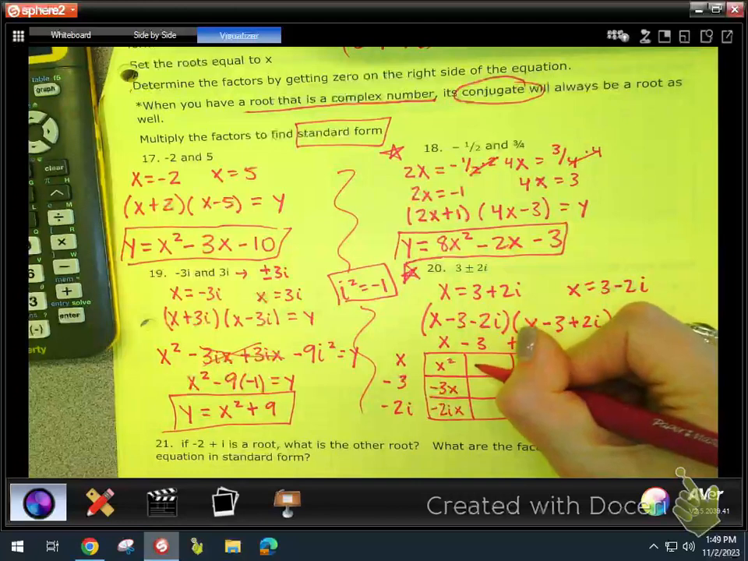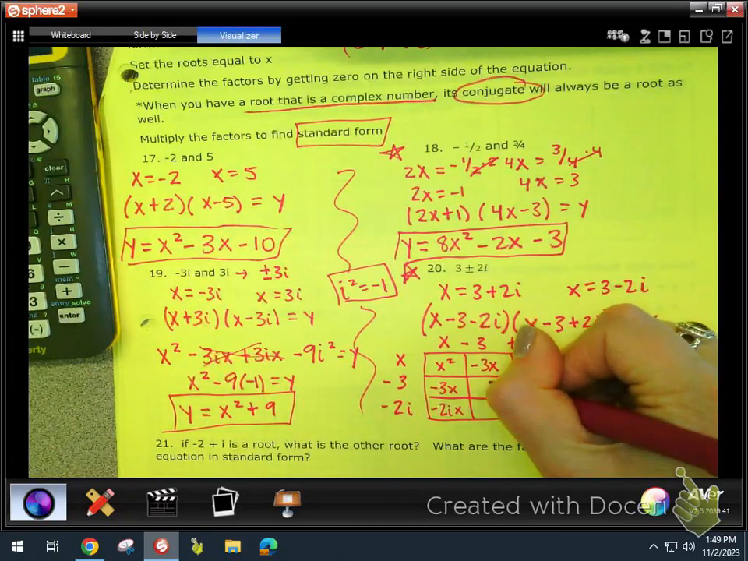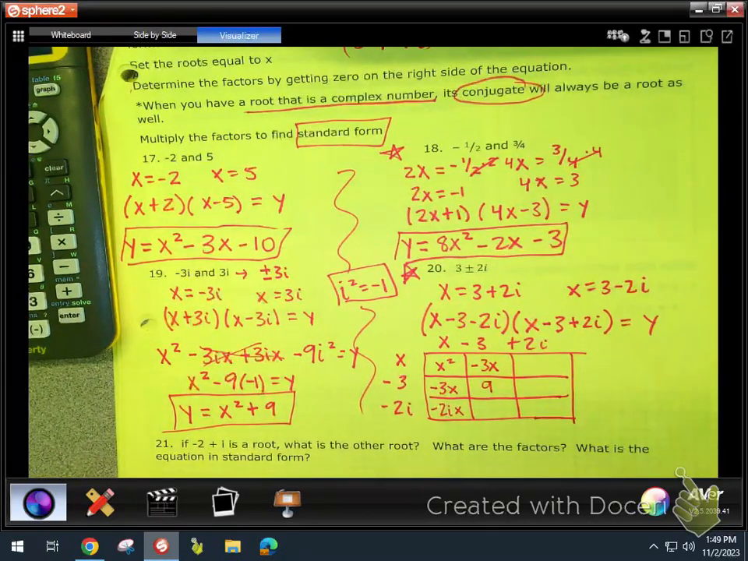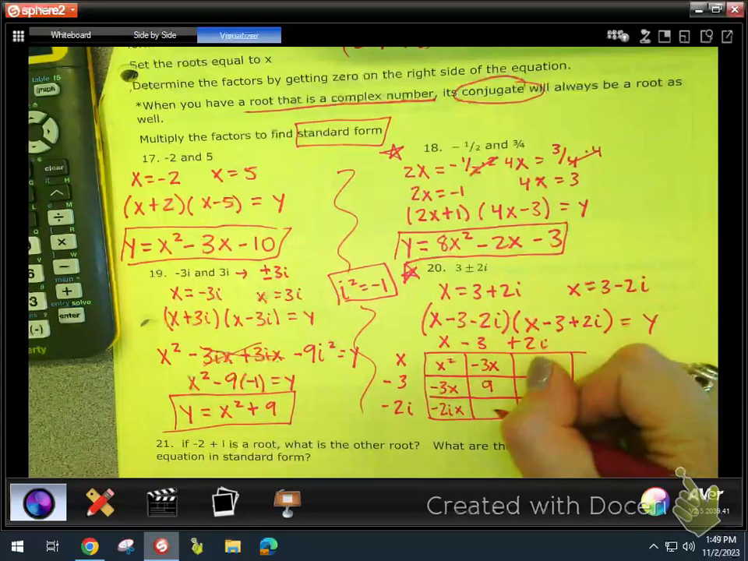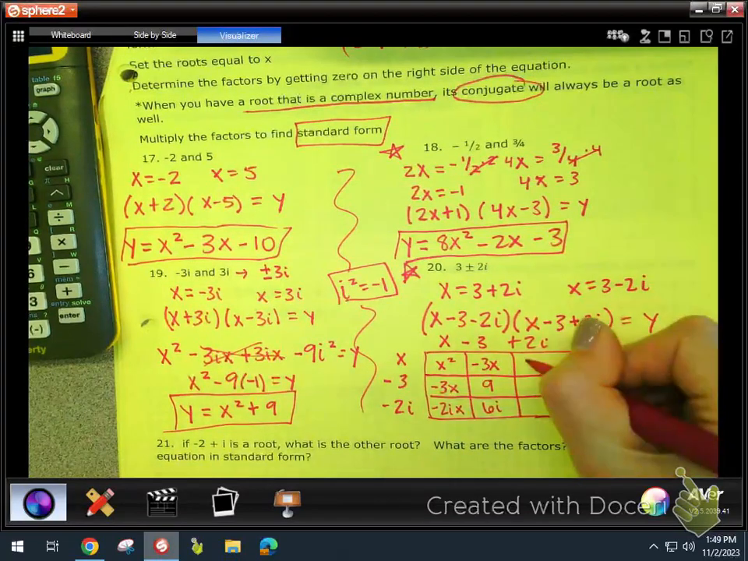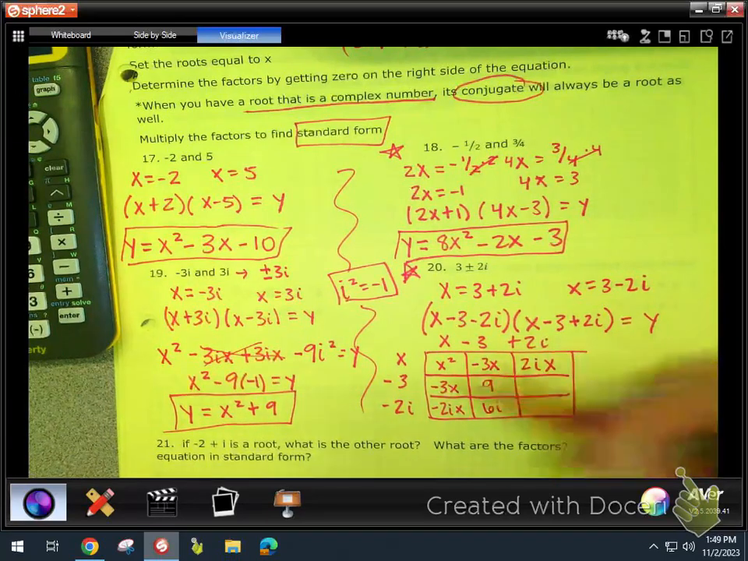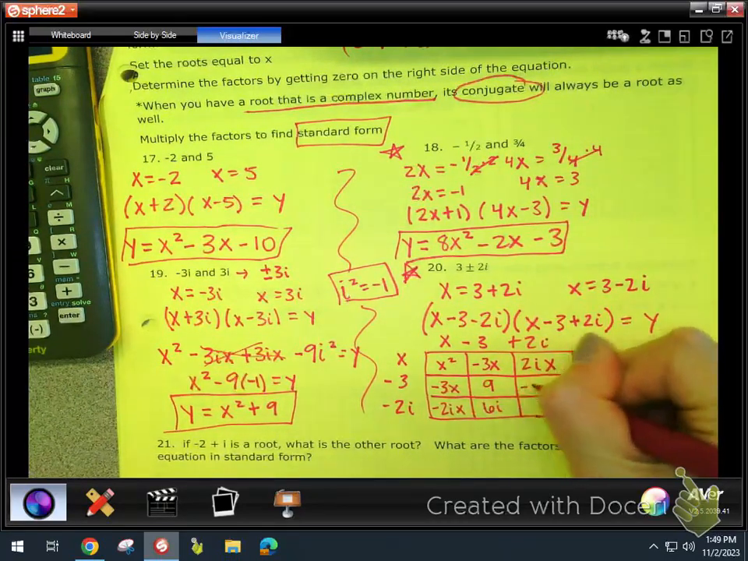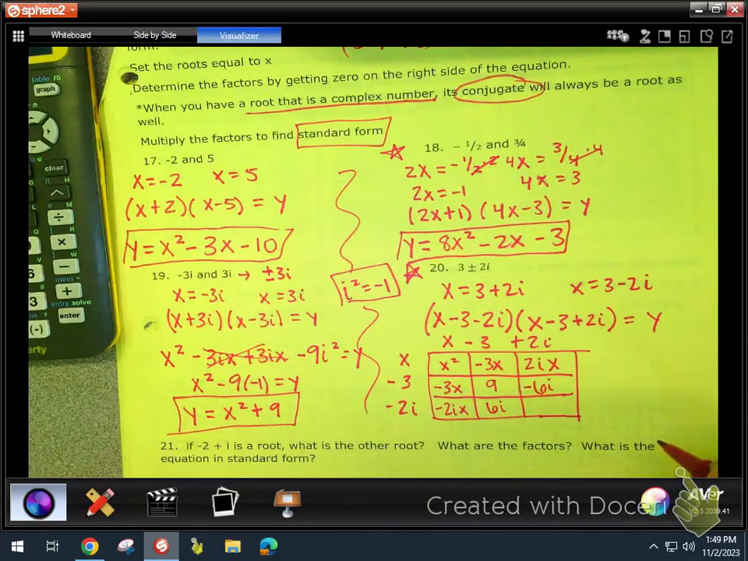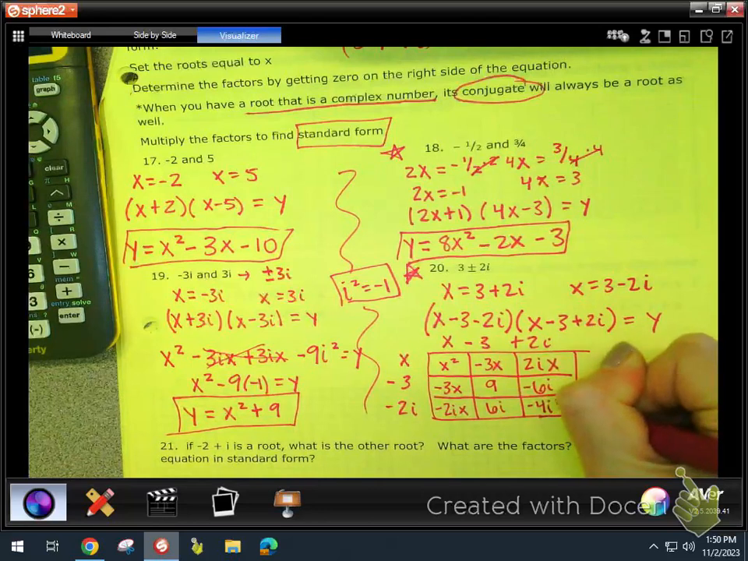Next column, negative 3 times x is negative 3x. Negative 3 times negative 3 is positive 9. Negative 3 times negative 2i is positive 6i. Y'all see what I'm doing? Just multiplying here. 2i times x is positive 2ix. 2i times negative 3 is negative 6i. 2i times negative 2i is negative 4i squared.